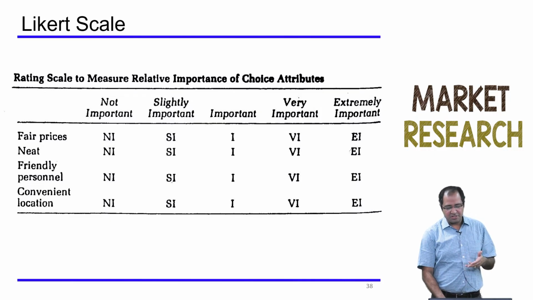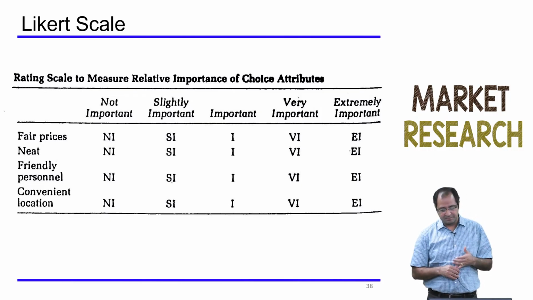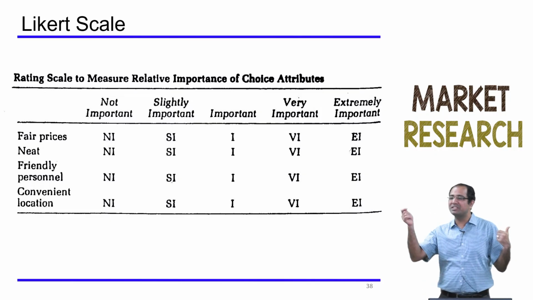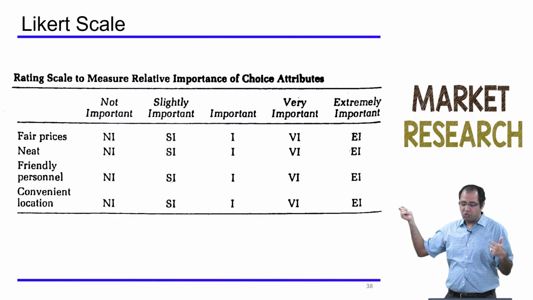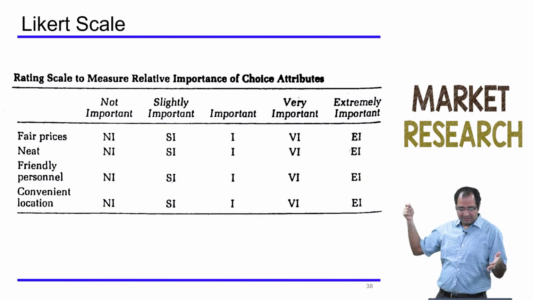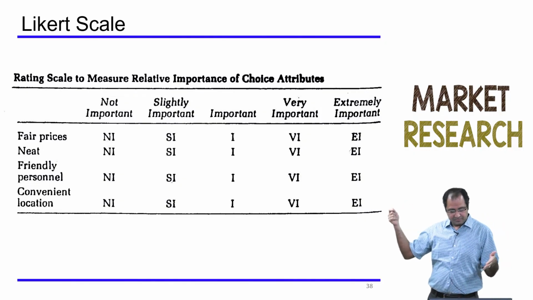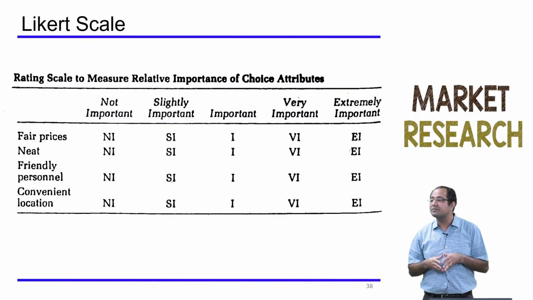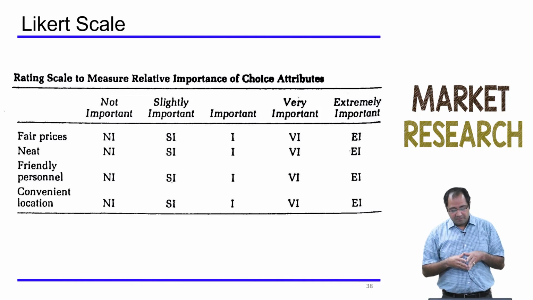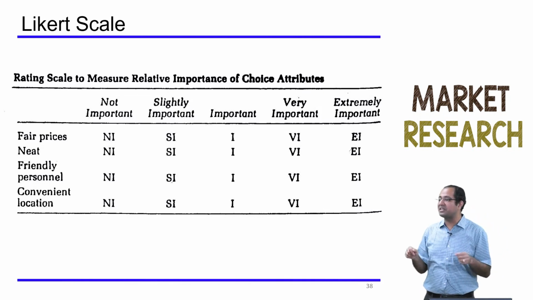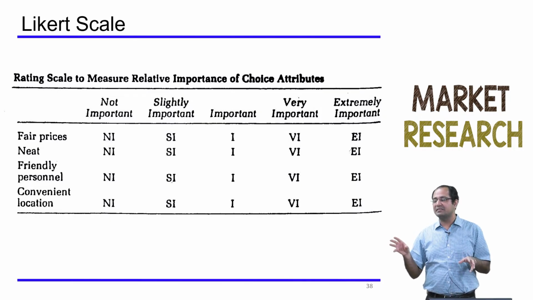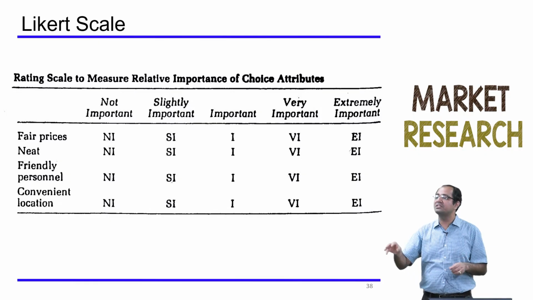There are other scales, to measure the relative importance of choice attributes. So what is happening in this case? Although you are looking at relative importance, you are using the rating. If you look at choice attributes related to, let's say, a particular business, a restaurant: fair prices, neat, friendly personnel, convenient location. Now in this case, this is not a multi-statement scale to measure one particular concept.